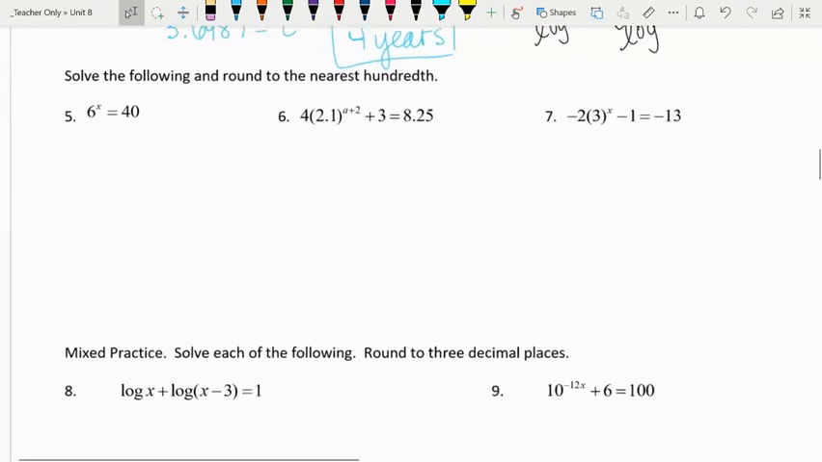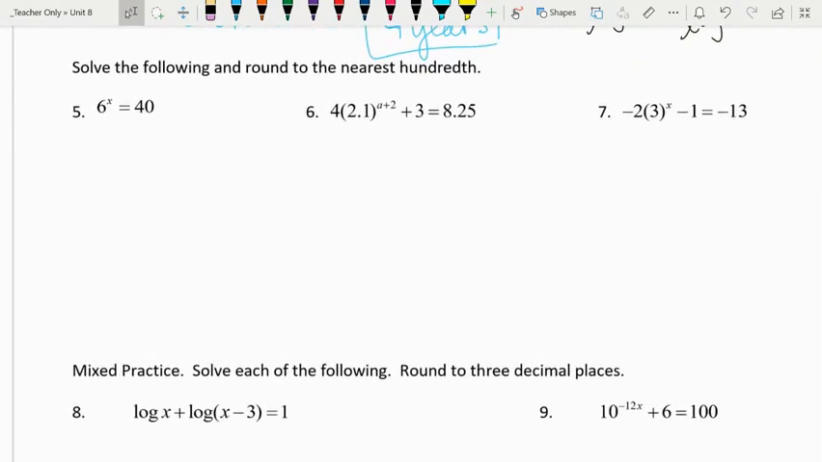So we're just going to have some more examples of solving by taking the logs. Feel free to pause the video and try these out before you watch me do it. So for number 5, what we would do is just log both sides. And that means I throw the x out in front. So we have x log 6 equals log of 40. And all you have to do is divide by log 6 on both sides.